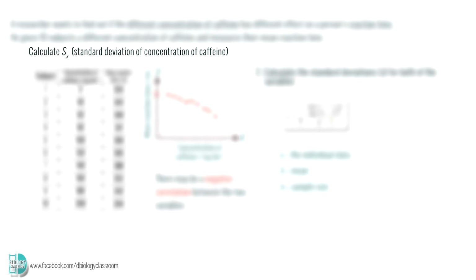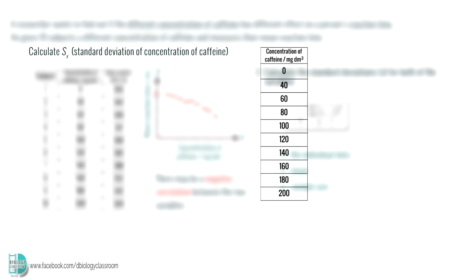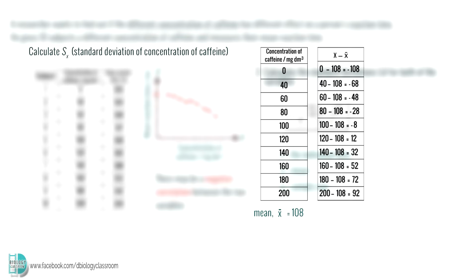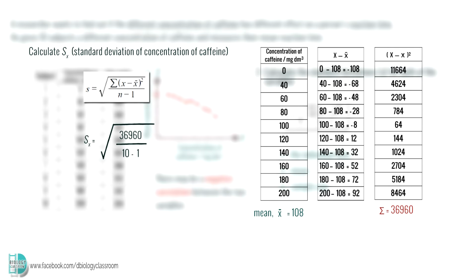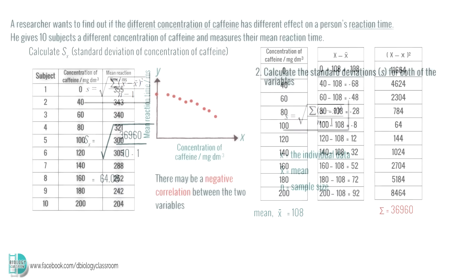Let's use x, the concentration of caffeine, to understand how to calculate the standard deviation. First of all, calculate the mean value, x bar. Then, find the difference between each of the individual data and the mean. After that, square all the values and find the sum. You can now put the values into the formula. You will get the standard deviation.